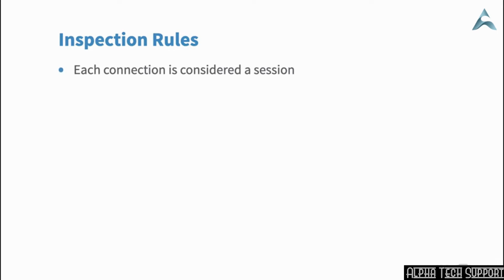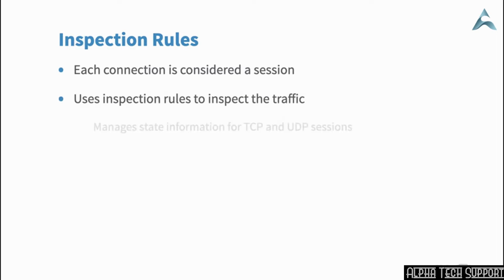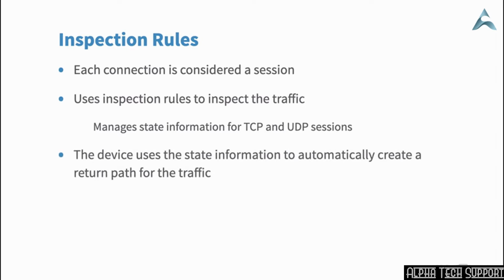Now, each connection is considered a session. Content-based access control uses inspection rules to inspect the traffic. It then manages state information for TCP and UDP sessions. The device uses the state information to automatically create a return path for the traffic.